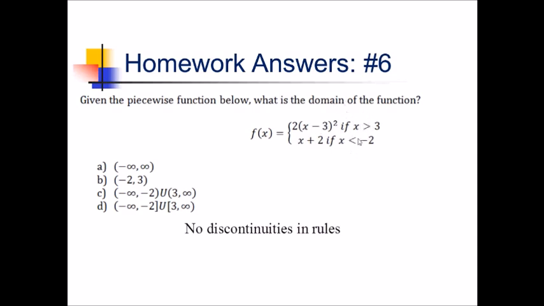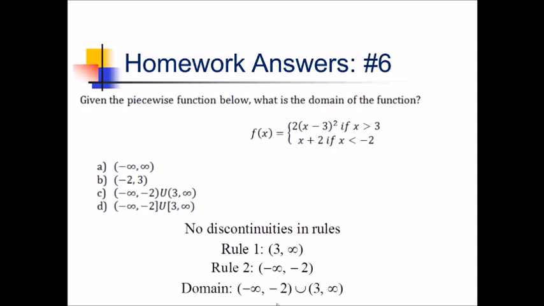So let's do these one at a time. For rule number 1, that applies if x is greater than 3. So we could write parentheses 3 comma infinity for that one. And then for the second rule, that happens if x is less than negative 2. So negative infinity comma negative 2 parentheses. And then for the domain for the entire function, we just have to union them together. So we've got negative infinity comma negative 2 union 3 comma infinity with parentheses. And looking at the answer choices, that would be answer choice C. Notice they had answer choice D if you didn't realize that 3 and negative 2 were not included in the domain.